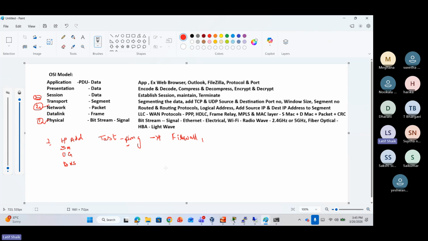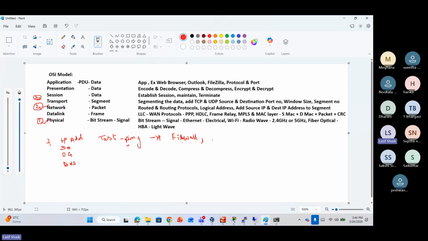Compulsorily check whether the firewall at the destination is open or not, and whether your protocol is acceptable at the firewall at the destination or not. You have to check the firewall configurations.